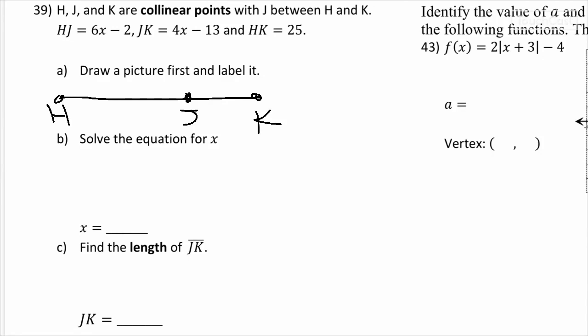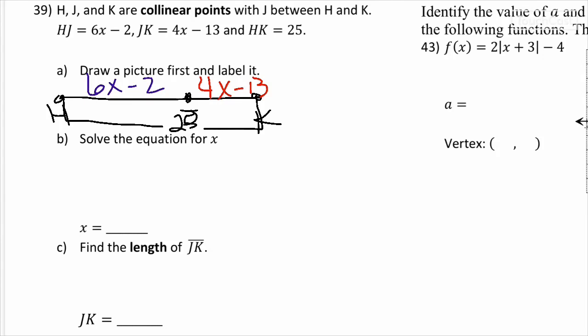Then they say HJ is 6x minus 2. And then they say that JK is 4x minus 13. And that the whole thing is 25. Okay, my J and my 25 got kind of mixed up, but you get the point. Now, solve the equation for x.